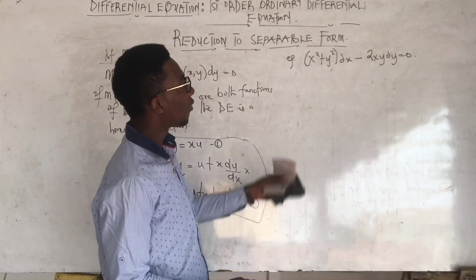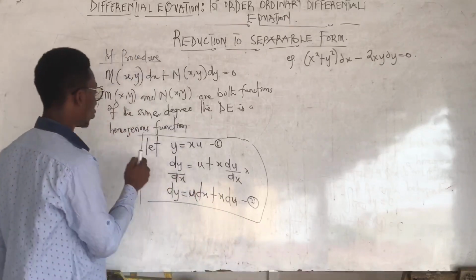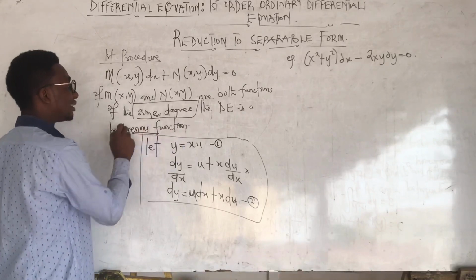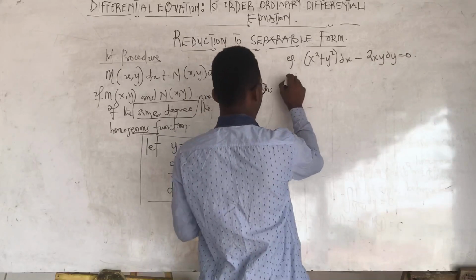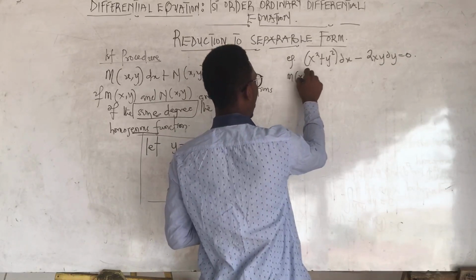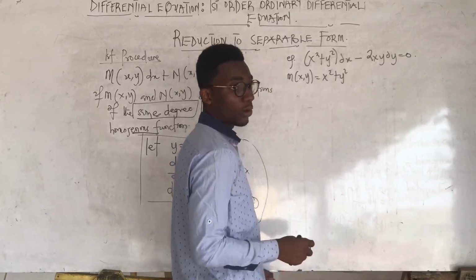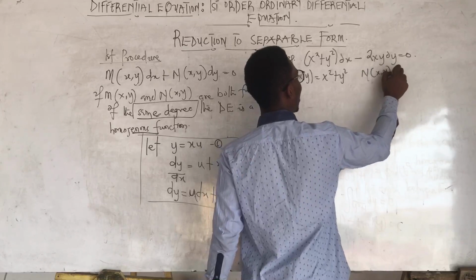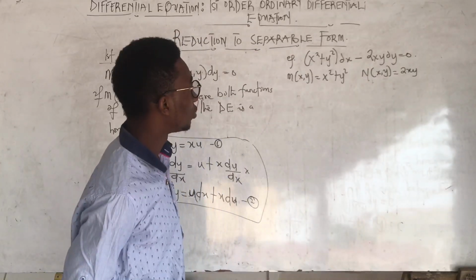So now what we can do over here is that we have to first check whether the function is homogeneous. The function is homogeneous when both are having the same degree. So now, this is the first function. The M of xy over here is equal to x squared plus y squared. And the second one, the N of xy over here is equal to 2xy.